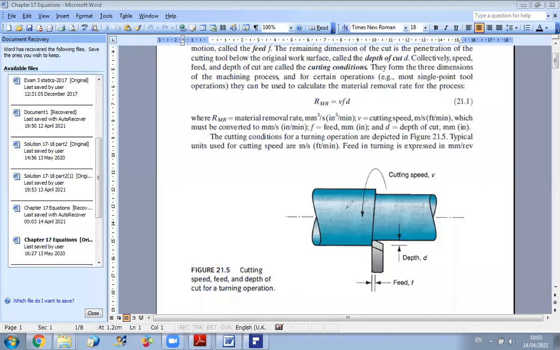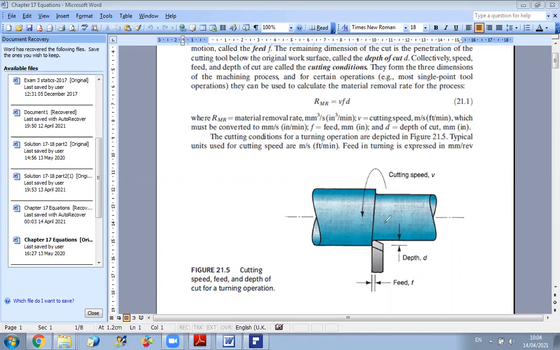And your work part is rotating, okay? Sometimes, depending on the case, you can have relative motion of the part relative to the tool or the tool relative to the part. So it's not a problem. What we want is relative motion, independently of what is moving, okay?